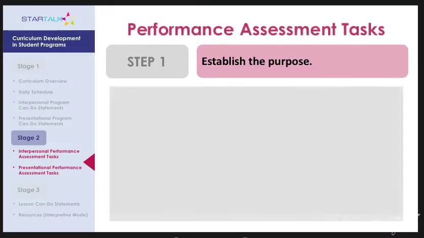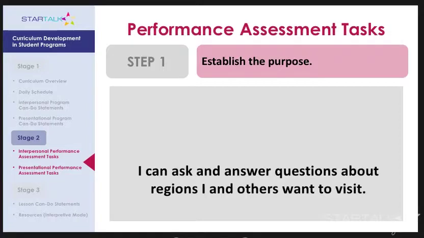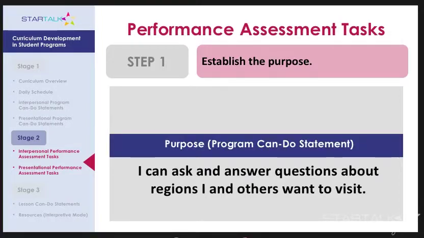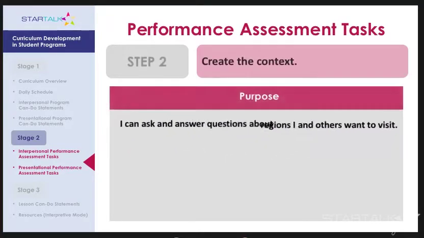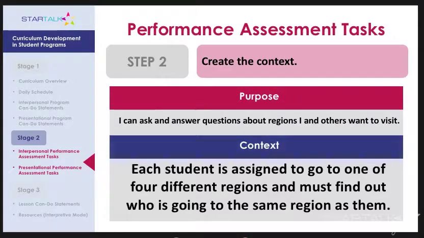Let's look at a specific task and break that down into its component parts. The program can-do statement, I can ask and answer questions about regions I and others want to visit, gives a clear purpose to the task. The context, which comes next as step 2, then details that students will be assigned to go to one of the 4 different regions and must find out who is going to the same region as them. So this is indicating when, why, and with whom the learners will communicate.